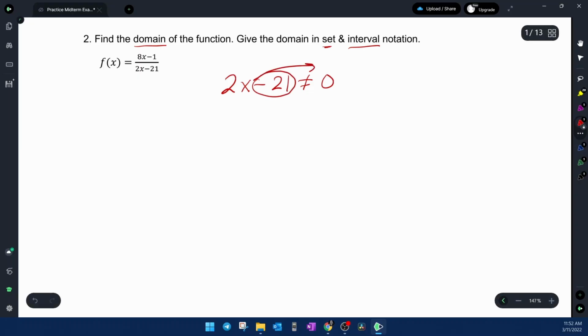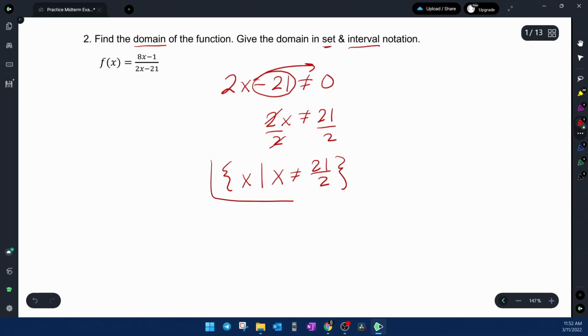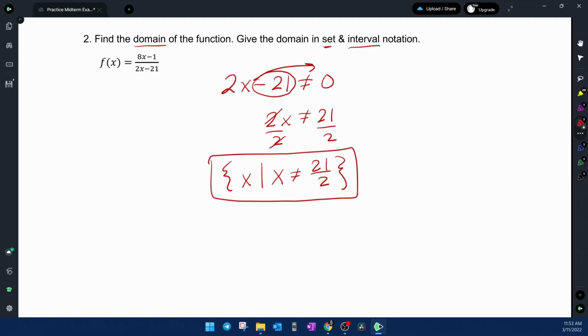Moving the 21 over makes it positive. Divide both sides by 2. And now we know what x cannot equal. Guess what? X can be anything else except 21 halves. So again, the set notation is pretty easy. We're going to need a brace and a variable, and a vertical bar and a brace. So again, this says the set of all x such that x cannot be 21 halves.